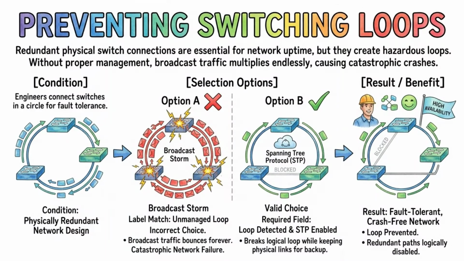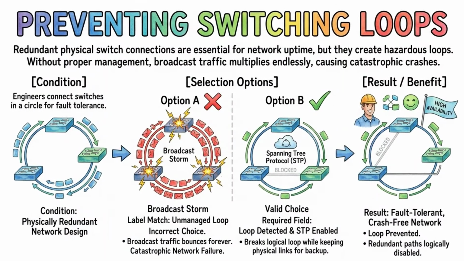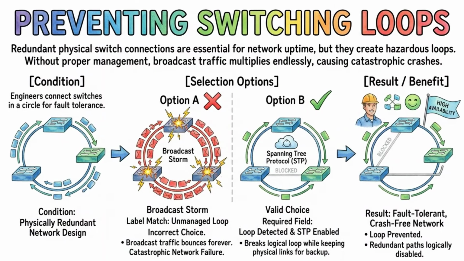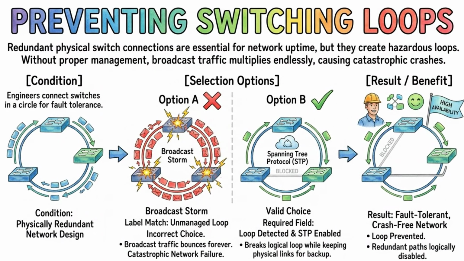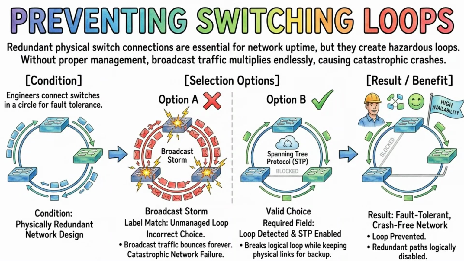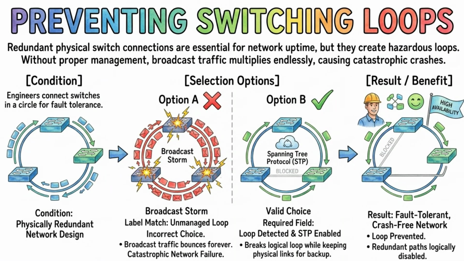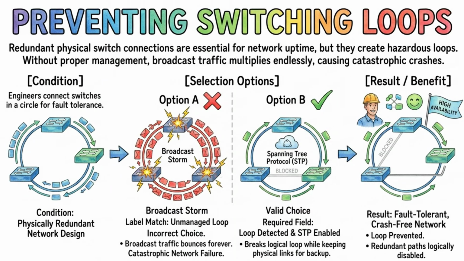As we design larger networks using multiple switches and trunk links, we must build in redundancy to ensure the network stays online if a cable fails. Engineers do this by connecting multiple switches together in a physical circle, so if the primary path breaks, the data simply travels the opposite direction around the loop.